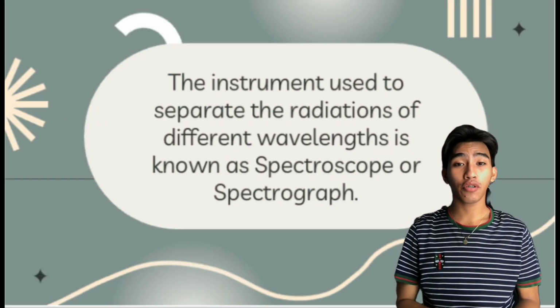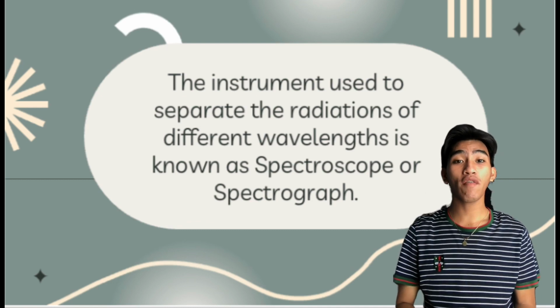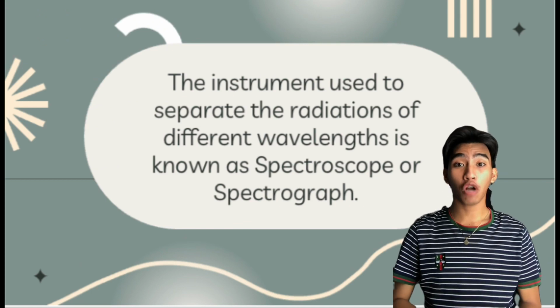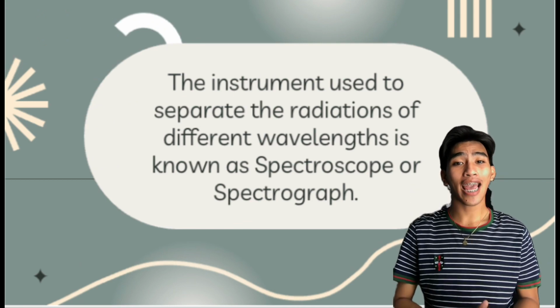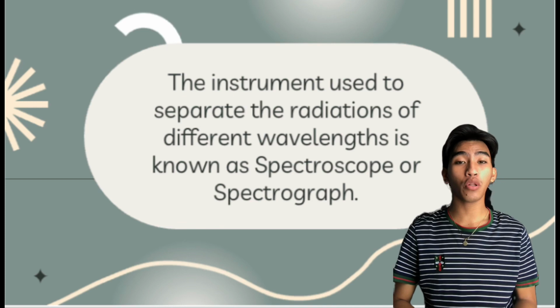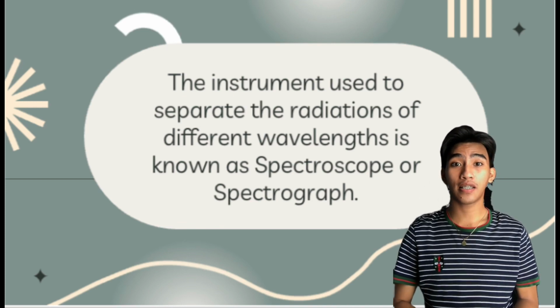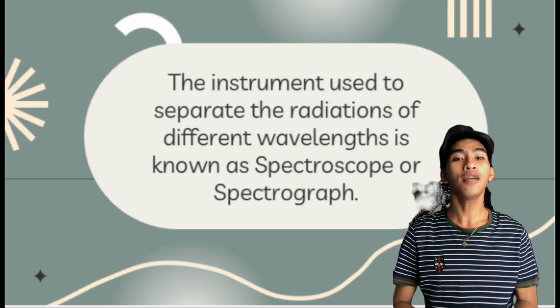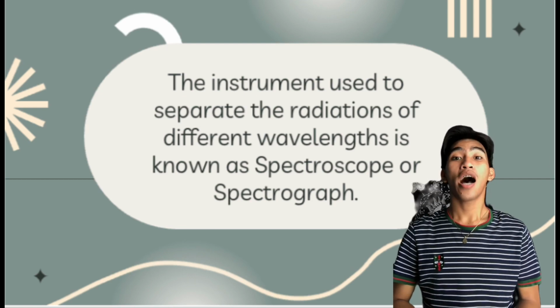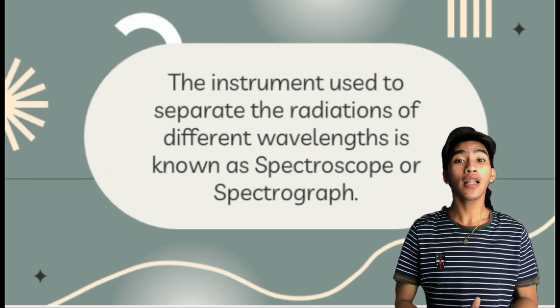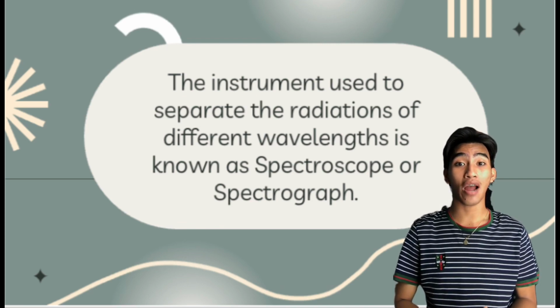The instrument used to separate the radiations of different wavelengths is known as a spectroscope or spectrograph. A spectrometer is a scientific device that aids to separate and measure spectral components of a physical phenomenon. The branch of science that deals with the study of the spectrum is known as spectroscopy. A spectrograph features a prism or diffraction grating that is used to disperse light. The emerging light after the dispersion from the prism is examined using a photographic film.